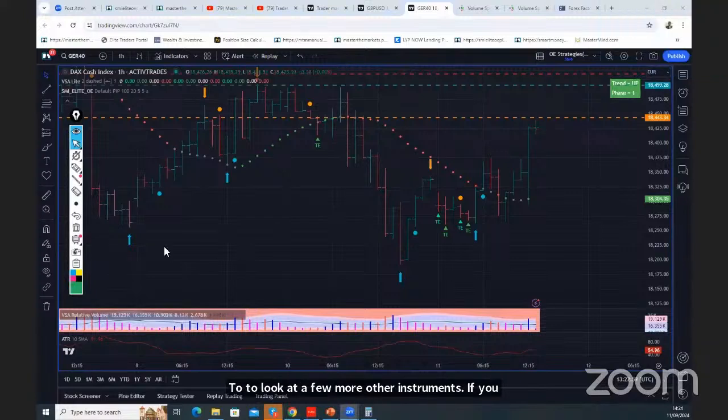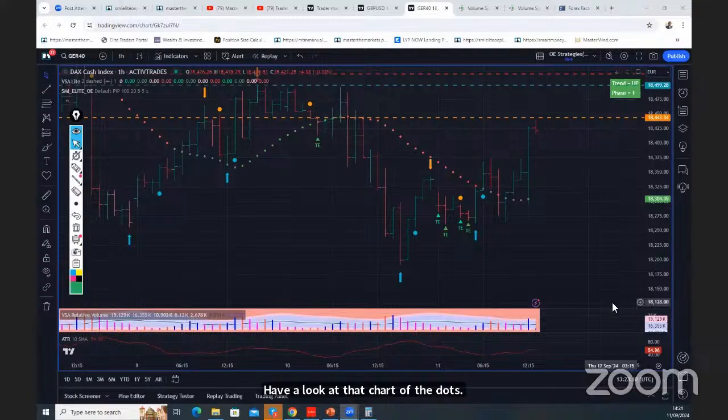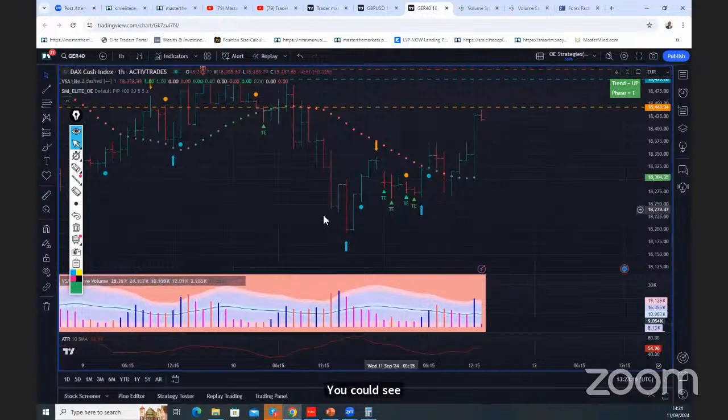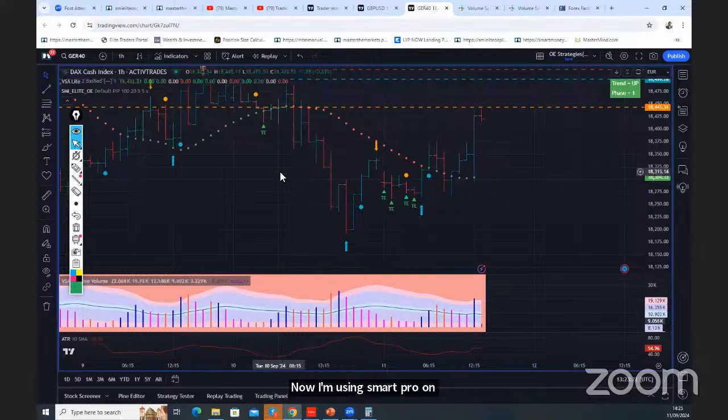Yeah, no, brilliant analysis. I would just say a couple of things. Have a look at that chart of the DAX. Now look at the volume on the down bar. You could see there's a massive spike down. Now I'm using Smart Center Pro on the other computer, but the next bar closes up. Now you've got two blue indicators there. And I don't trade the DAX, so I'm going to be completely frank about that. It's not something I trade, but it's very clear as to what's going on there.